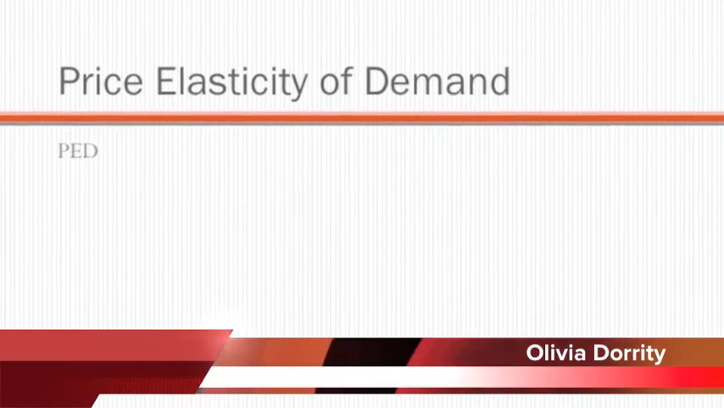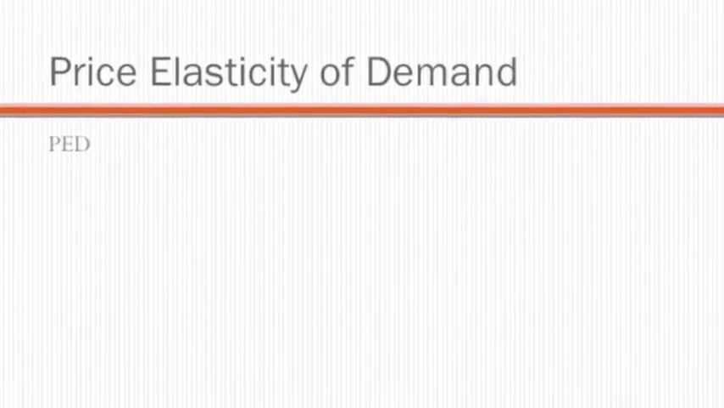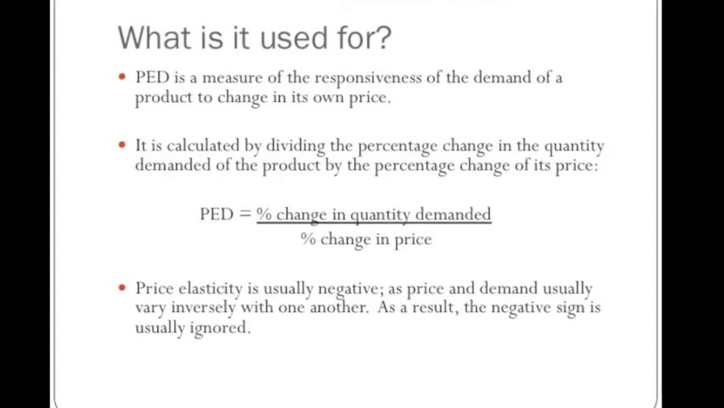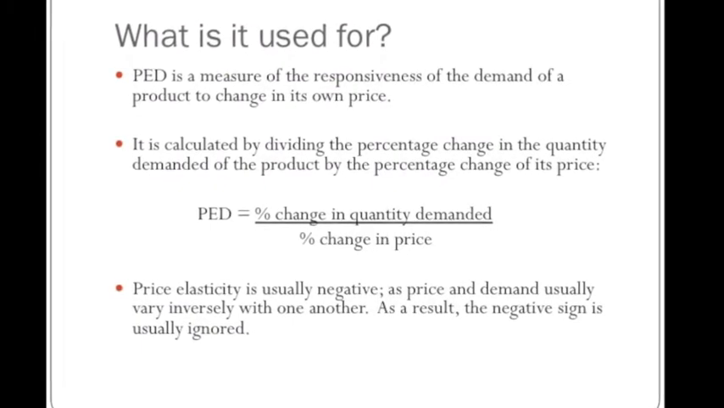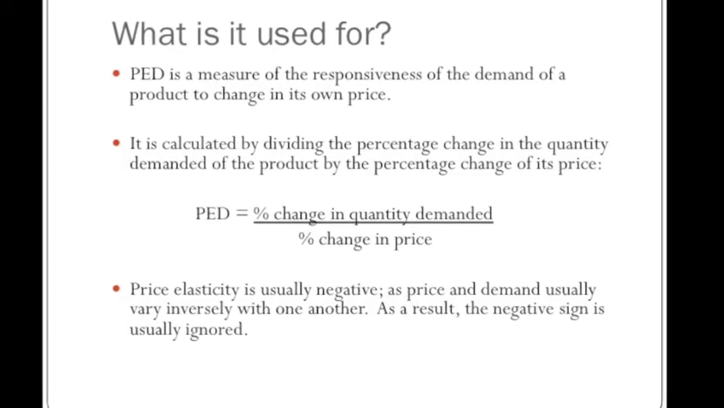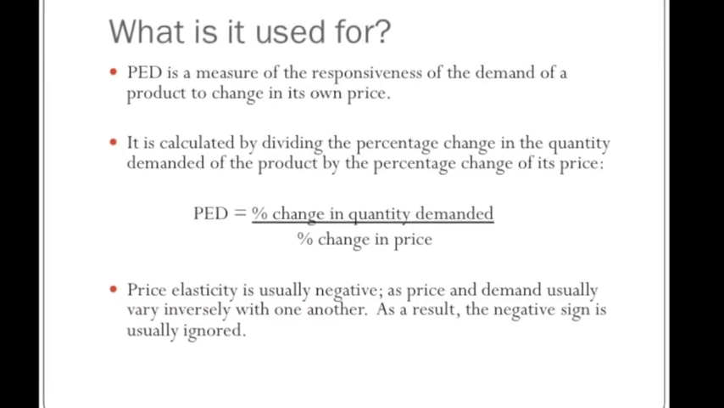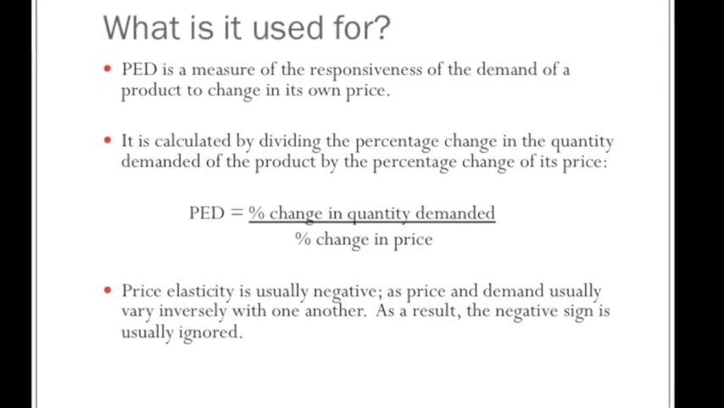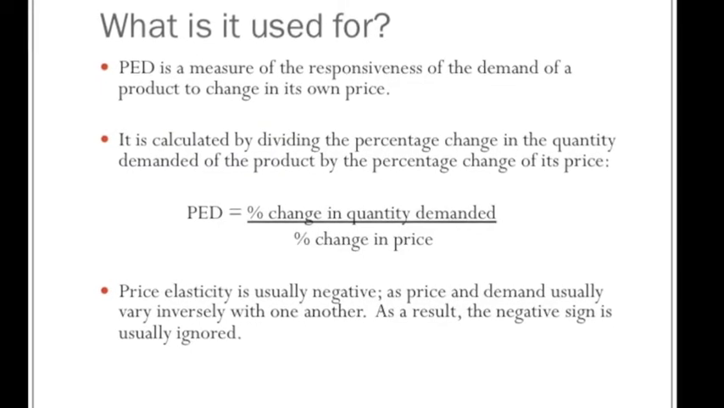At first, we'll have a look at price elasticity of demand, or PED. PED is a measure of the responsiveness of the demand of a product to change in its own price. It is calculated by the percent change in quantity demanded over the percent change in price. Price elasticity is usually negative, so we ignore the sign.